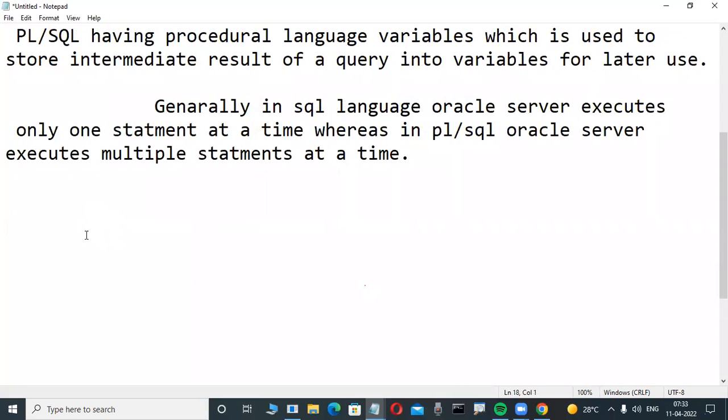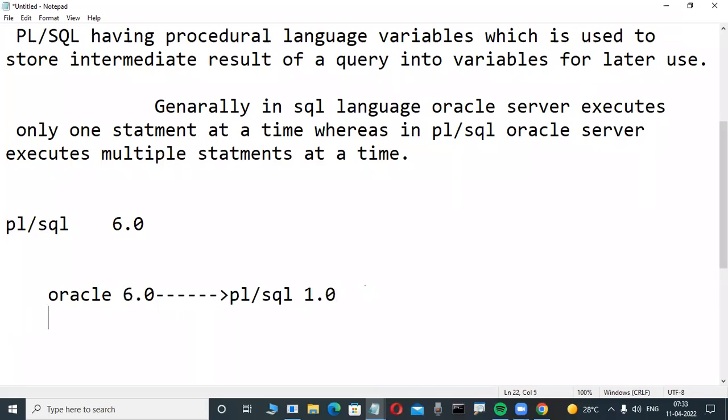So PL/SQL is available from Oracle 6.0 onwards. In the olden days, with Oracle 6.0 there was PL/SQL 1.0. Don't write it, that's just the internal version. Again, with Oracle 7.0 onwards there is PL/SQL 2.0, the engine internally being 2.0.